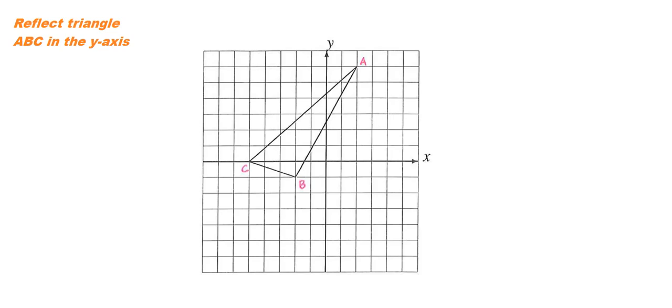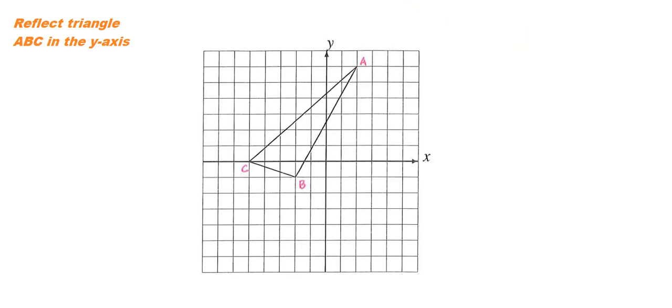Reflect triangle ABC in the y-axis. Okay, so for this particular shape, we have to locate the axis that's going to become our line of reflection, which in this case is the y-axis. So it's this vertical line right here. Okay, so that's going to be our line of reflection, the y-axis.